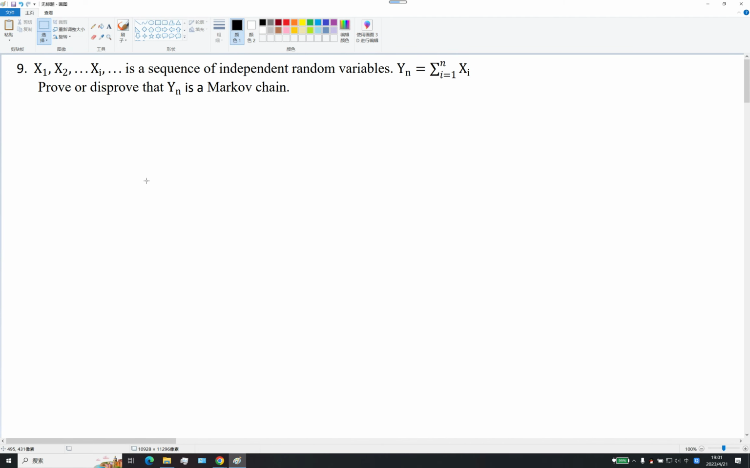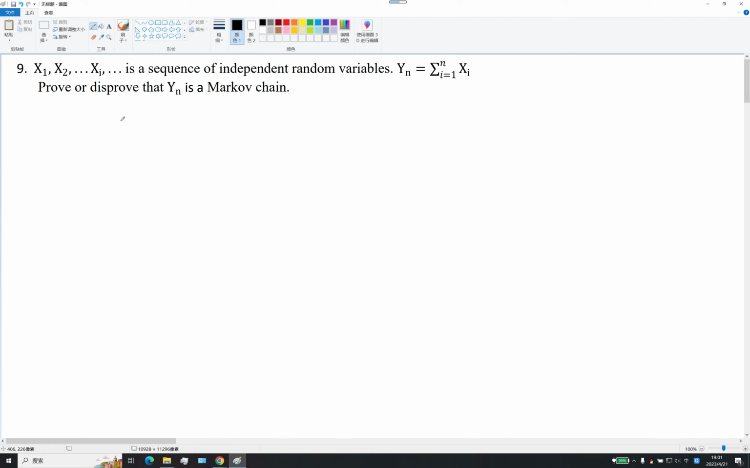So this is question 9 of homework 9, and we know that X1, X2, ..., Xi is a sequence of independent random variables, and Yn equals the sum of X1 to Xn, and we want to prove or disprove that Yn is a Markov chain.